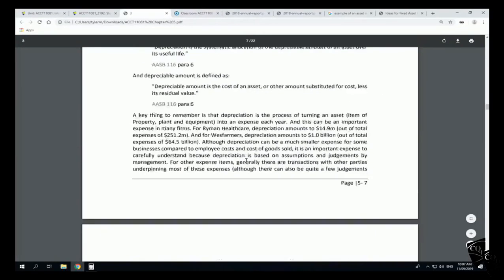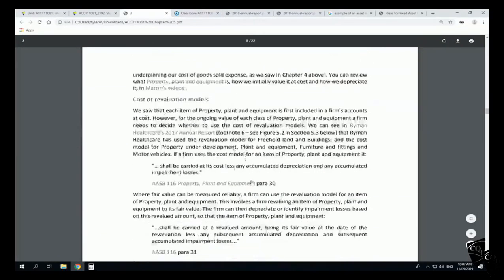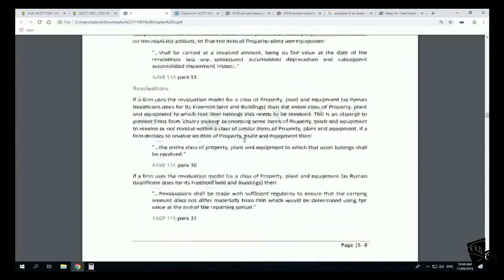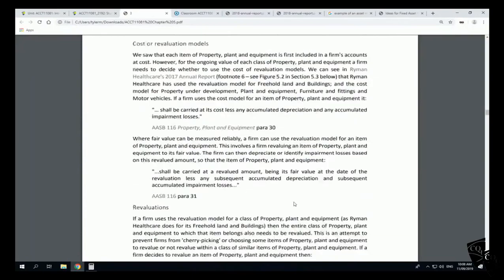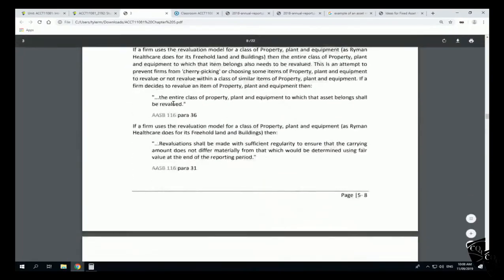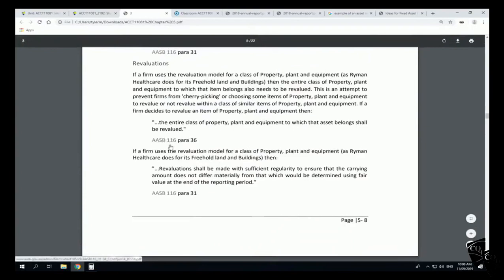Now, I like the way that Martin's explained this section in the study guide. So please make sure you're not replacing the study guide with just this lecture. Please read through the study guide. On page 8, we go through the cost or revaluation models. And then in particular, with reference to the standard as well, there is a section on what we have to do when we revalue an asset.